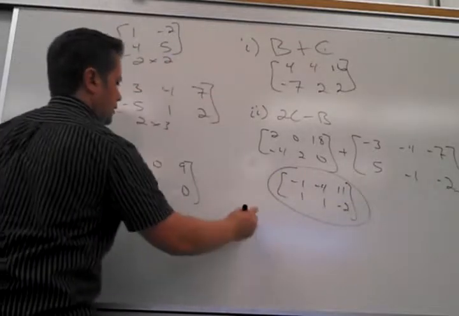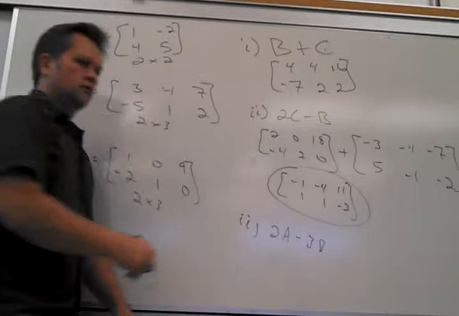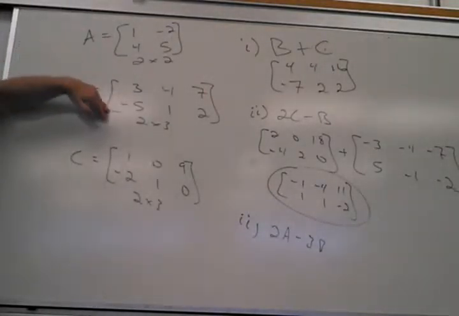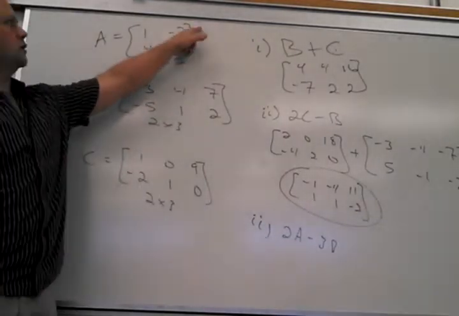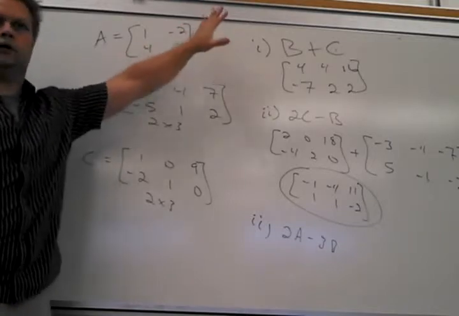What about 2A minus 3B? Can't do it. Good. Why can you not do 2A minus 3B? Because they have to be the same dimensions. The dimensions are not the same. Right. You can't just imagine there's zeros there, because there's not even zeros there. There's just nothing there. Right?